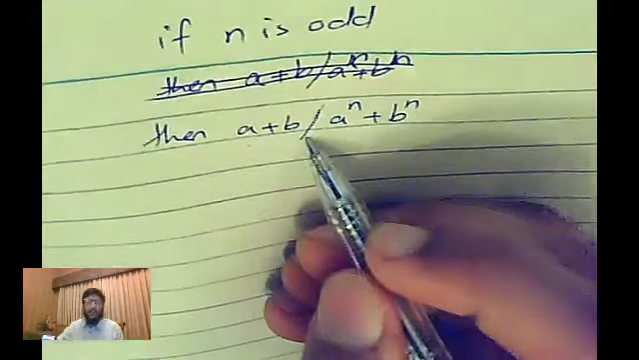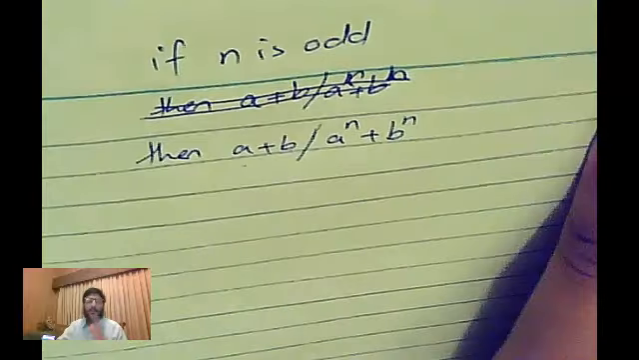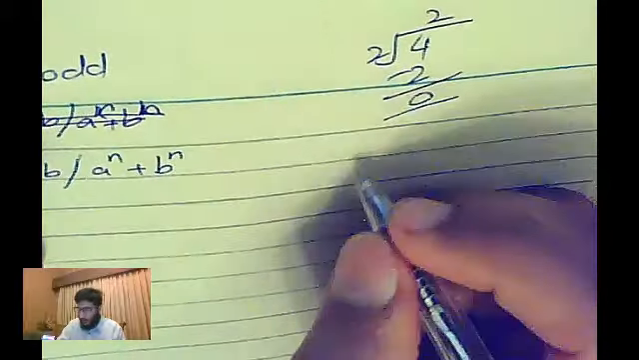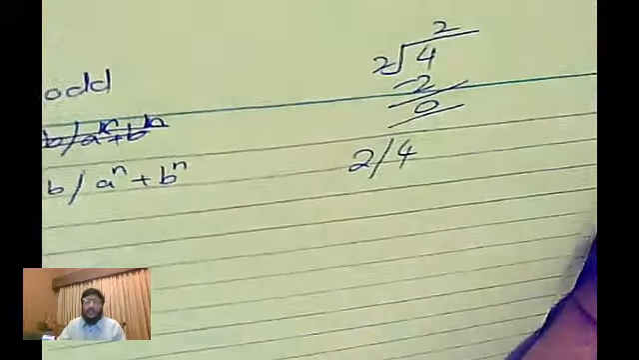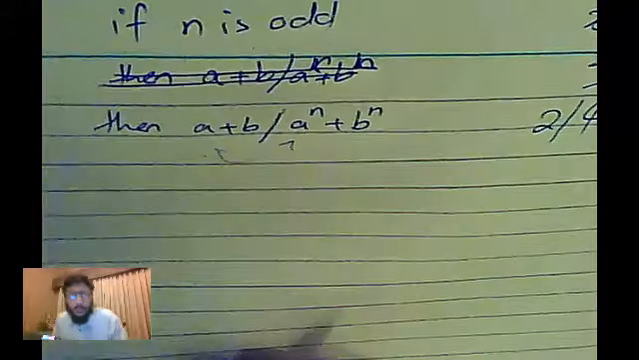This is the sign of divide. This sign means that one number divides the other number completely without any remainder. For example, 4 divided by 2 gives no remainder, so we can write it as 2 divides 4 completely. That's what this means. So a plus b divides a power n plus b power n.